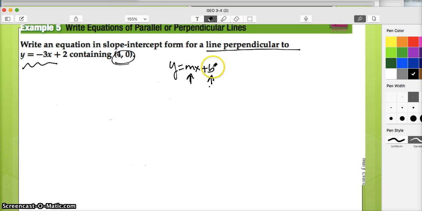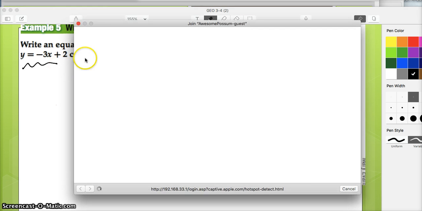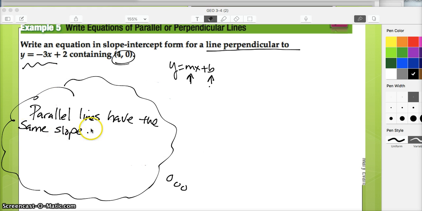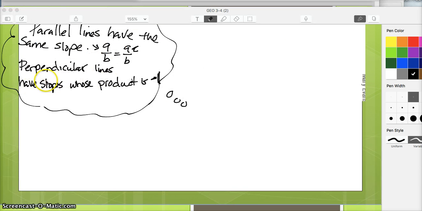Since we're talking about the slope, I want to figure out what it is. If it is perpendicular, do you remember the relationship between parallel lines and perpendicular lines? Hopefully you remember that parallel lines have the same slope. So if the slope of one line is a over b, the slope of the other line is a over b. They're just equal. But perpendicular lines are different.